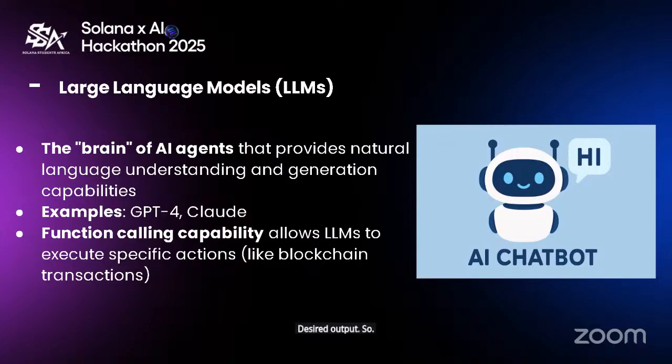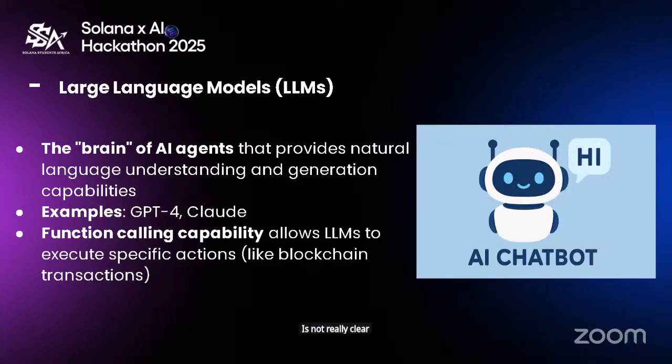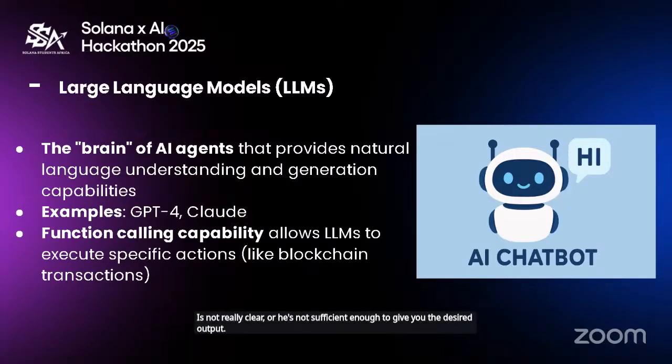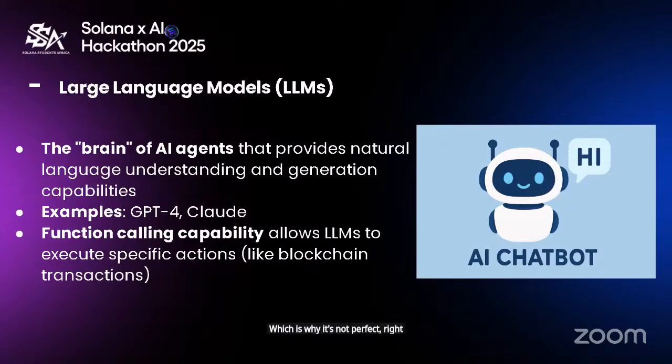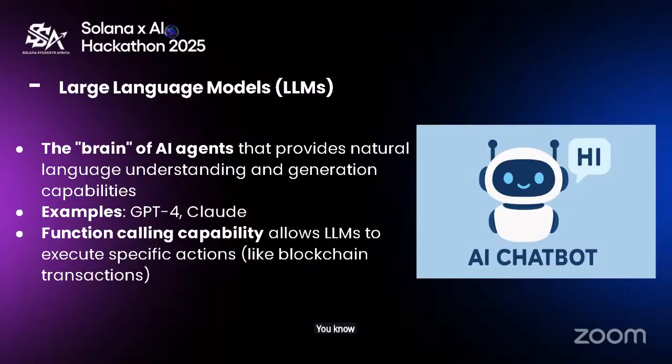Which is why most times if you interact with some AIs, they would actually be like, oh, I'm sorry, I did not get this, or oh, I'm sorry, I missed this. Because most times the input is not really clear or is not sufficient enough to give you the desired output, which is why it's not perfect, right? And which is why most companies are now moving towards things that are clear cut. Well, when I say clear cut, I mean I want to do a video. I know what this video is going to be. So this is the content of the video. This is what I want. That's straight. That's very straight.